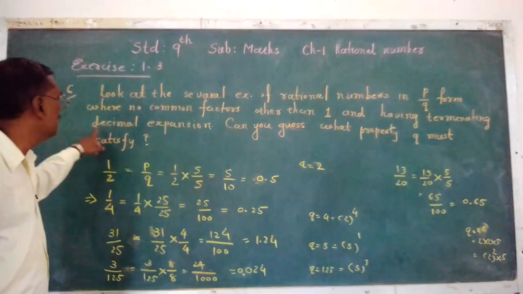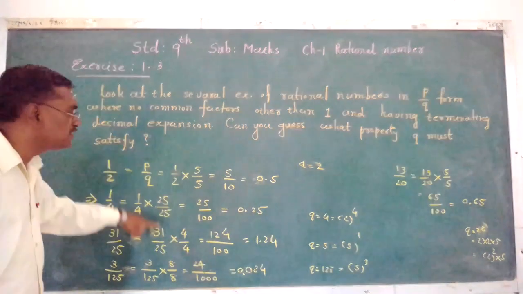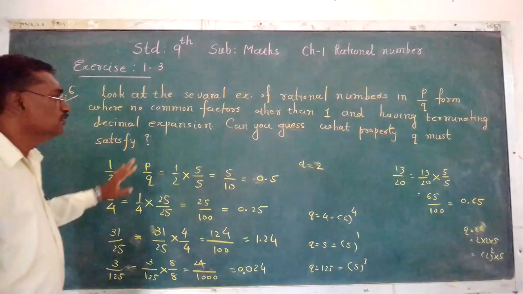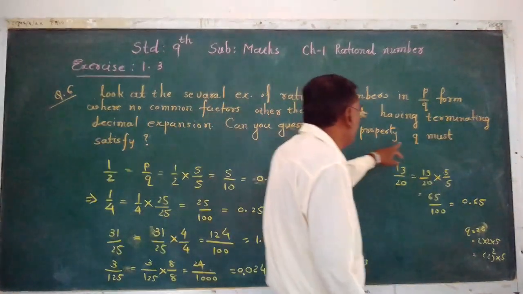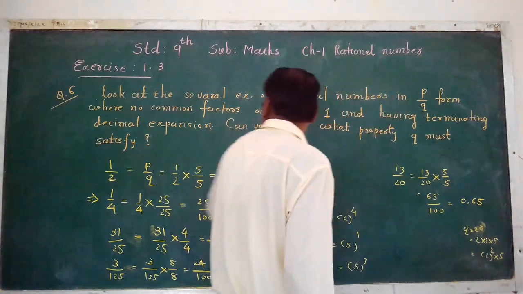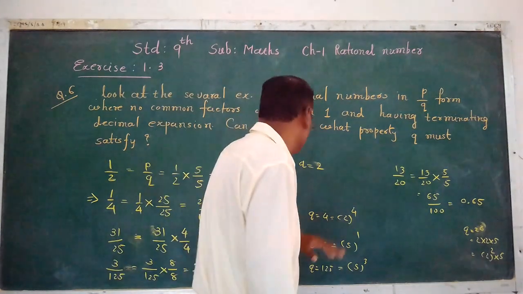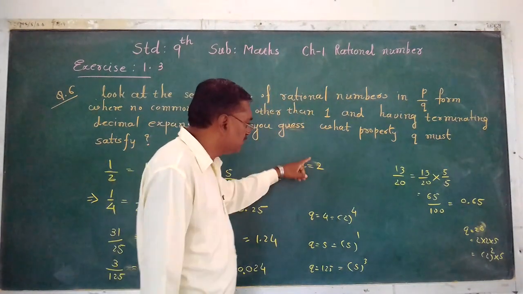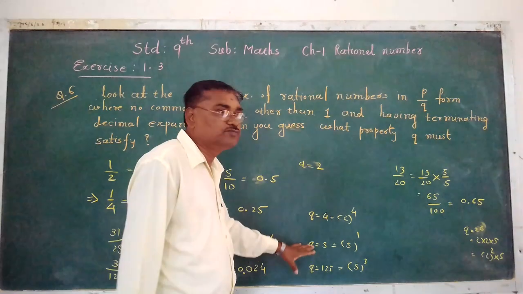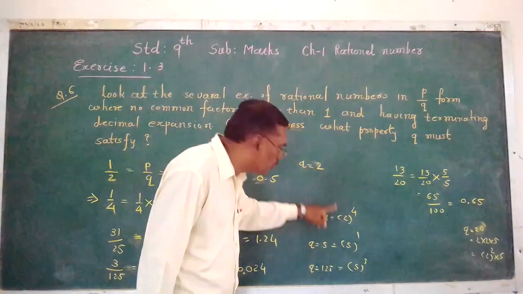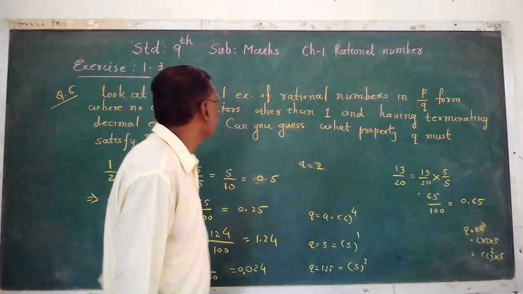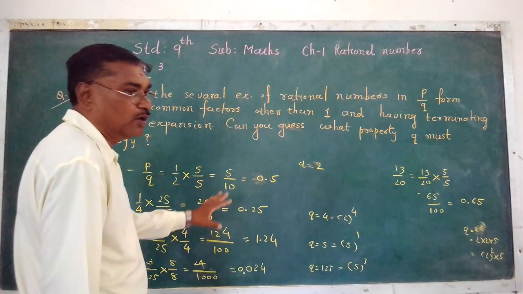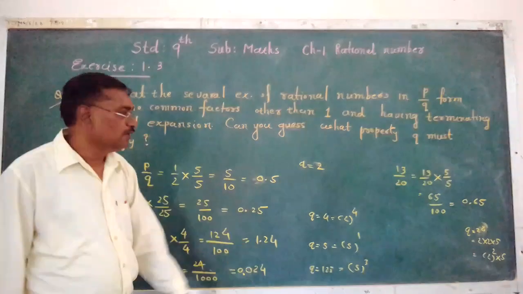So we can see here different properties of q. If we want to obtain a terminating decimal expansion, we discuss the property of q it must satisfy. So we can say that the property of q must be a power of 2 or 5, or both.